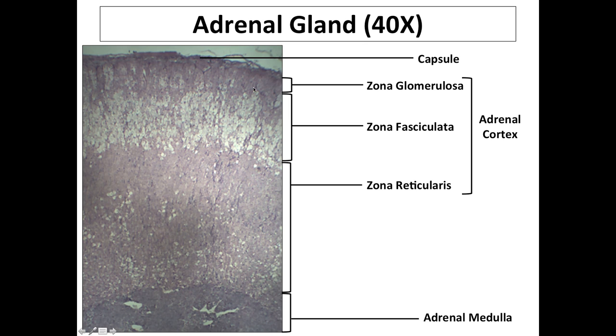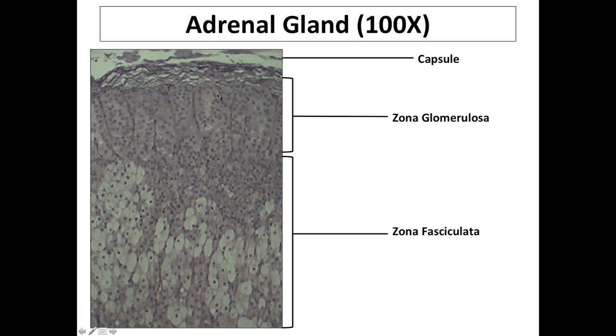The zona glomerulosa, if we move to the next slide, when magnified, you can see the cells are going to be wrapped in little bundles or clusters that are slightly rounded. So if you think that the letter G looks rounded in nature, then that can help you remember that glomerulosa has the rounded clusters of cells. This is where you're going to see mineralocorticoids like aldosterone being released.